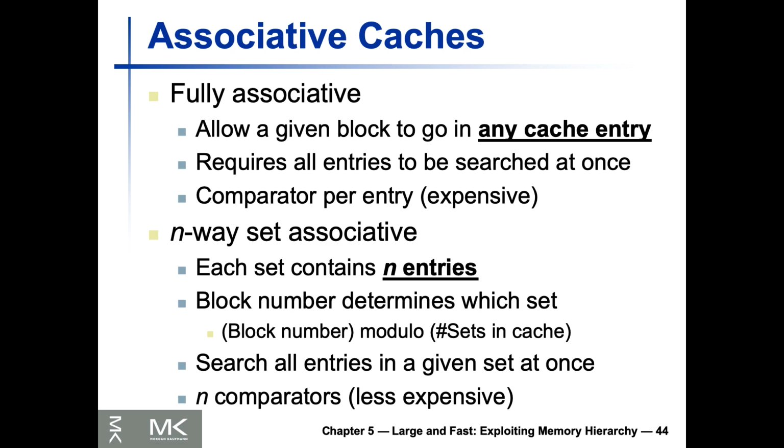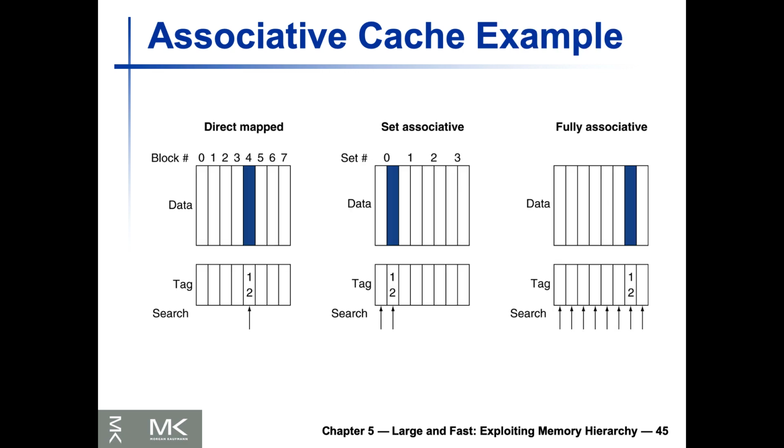Okay, let's see all of these three in one example. You have direct mapped, set associative, and fully associative, right? And you have 8 blocks in this example.